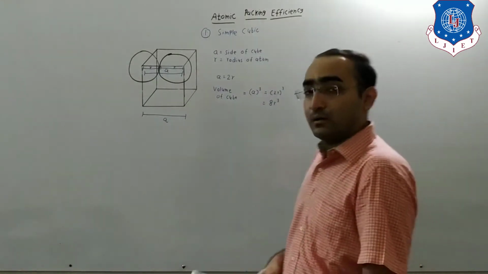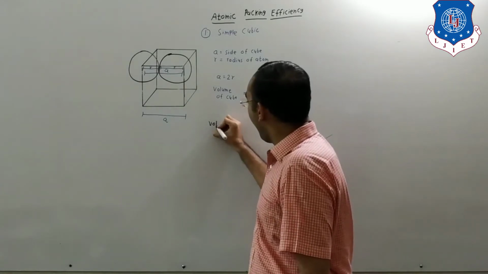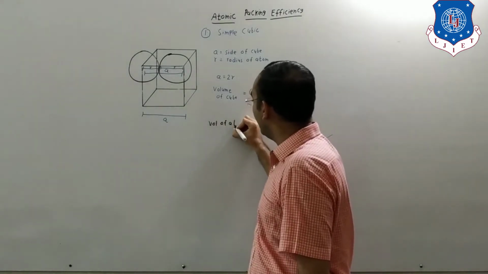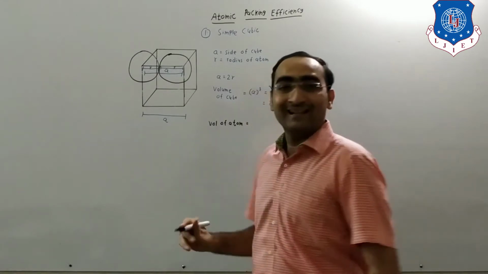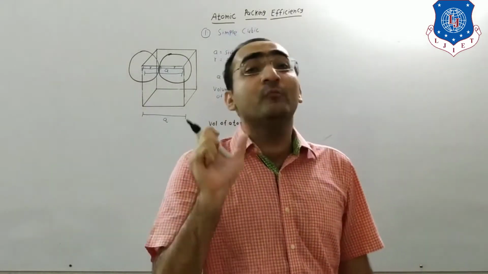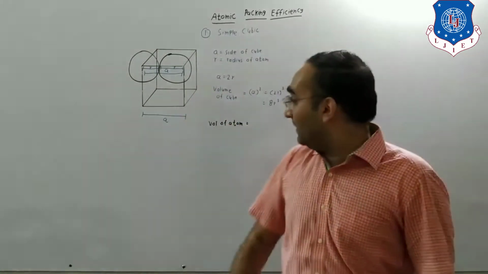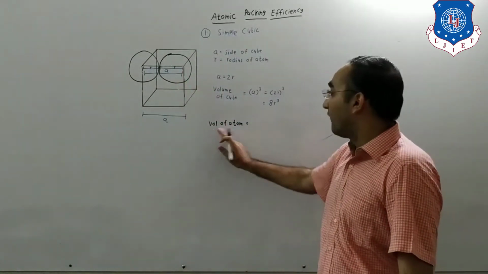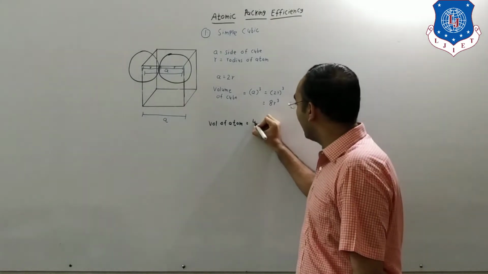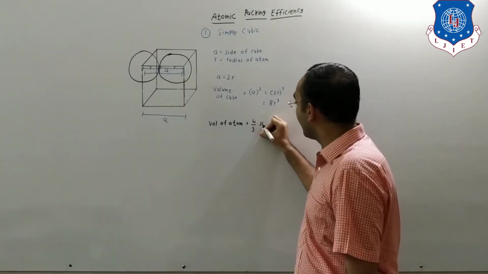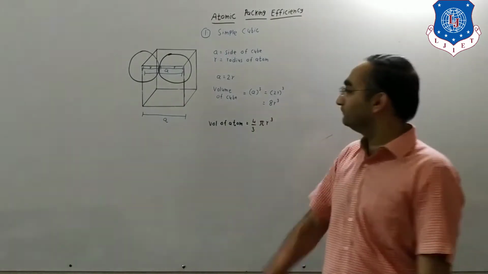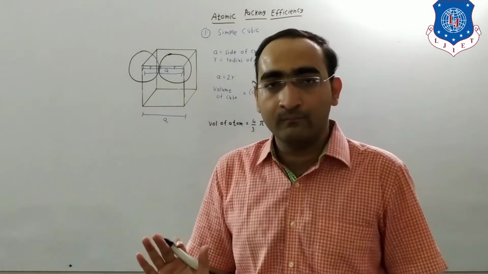Now the next thing: what will be the volume of an atom? Let us consider the atom to be spherical in shape. So the volume of an atom will be equal to 4 by 3 pi R cube. That is the volume of an atom.